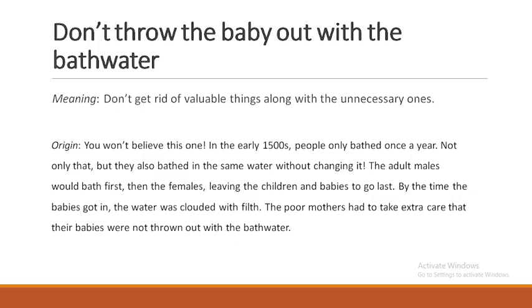In the early 1500s, people only bathed once a year. Not only that, but they also bathed in the same water without changing it. The adult males would bathe first, then the females, leaving the children and babies last. By the time the babies got in, the water was clouded with filth. The poor mothers had to take extra care that their babies were not thrown out with the bath water.